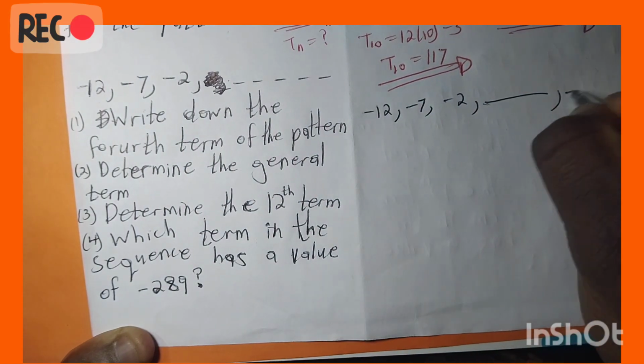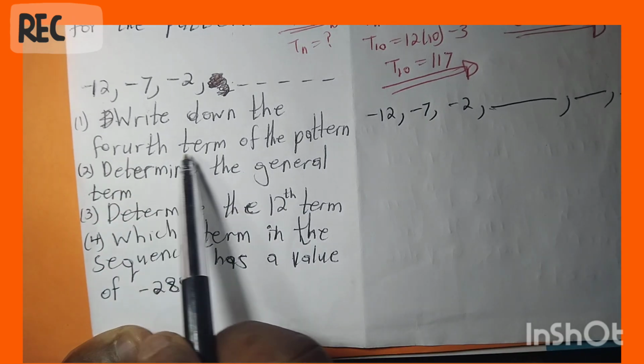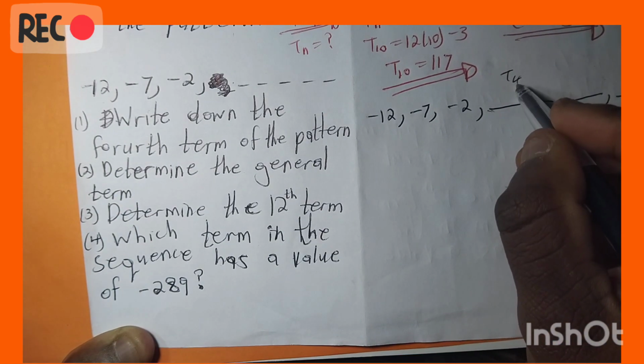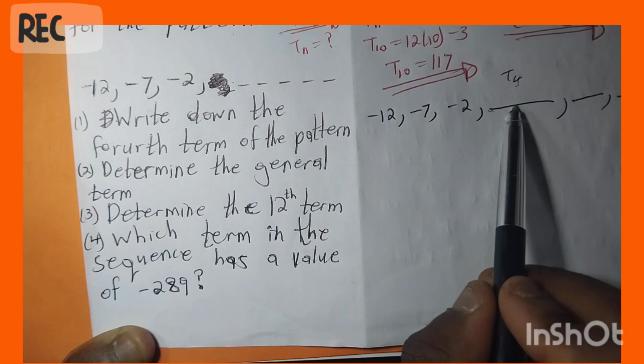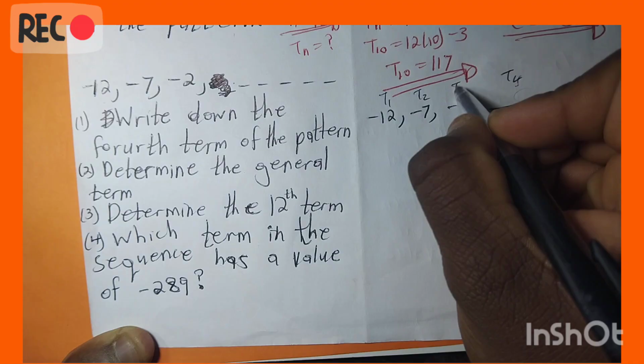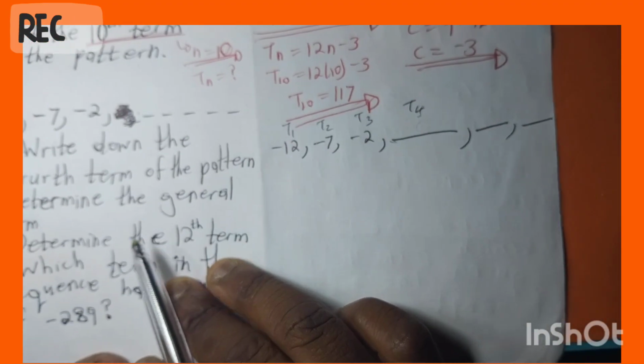So they will need you to continue the next 3 terms there. Write down the 4th term of the pattern. So here they want you to write the 4th term there. What will be this 4th term? I've got term 1, term 2, term 3, but I want to know the 4th term, it will be what?